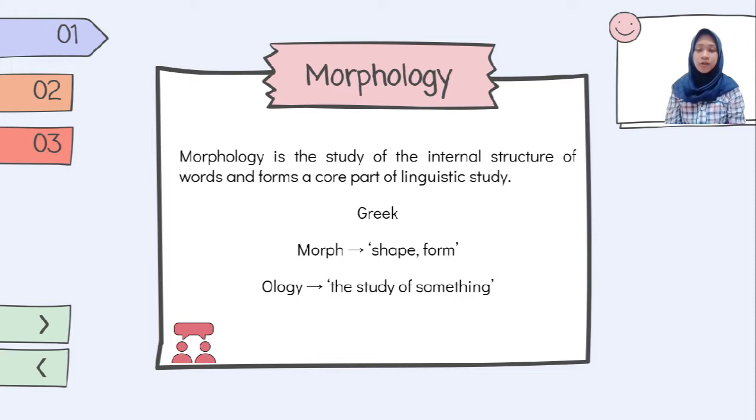Morphology. Morphology is the study of the internal structure of words and forms a core part of linguistic study. The term morphology is from Greek and is made up of morph, which means shape or form, and ology, which means the study of something. Morphology as a subdiscipline of linguistics was named for the first time in 1859 by the German linguist August Schleicher, who used the term for the study of the form of words.